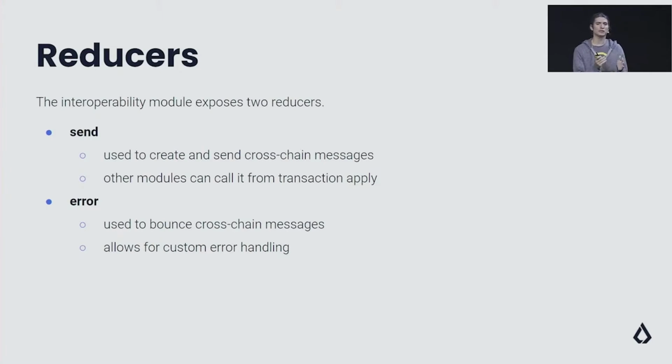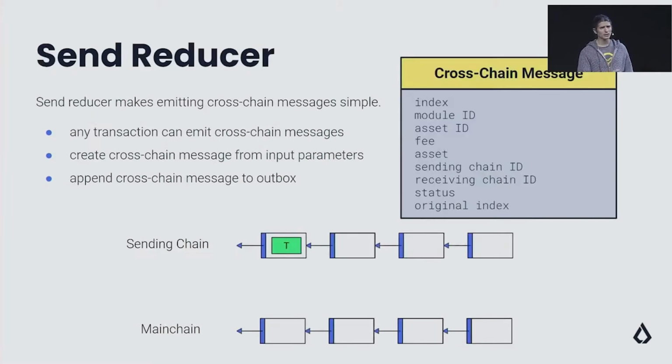And the error reducer instead is used to bounce a cross-chain message. And this module in particular will allow for custom error handling by setting the status property of the message to whatever the custom logic needs. Let's look at the send reducer in particular. As I said, using this reducer makes emitting cross-chain messages extremely simple. Any transaction can emit one or multiple cross-chain messages.